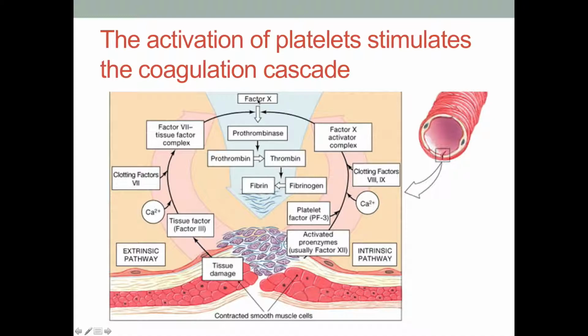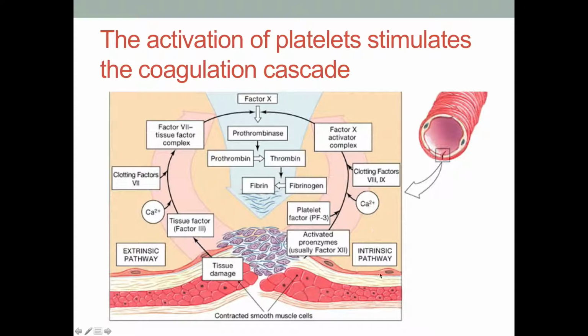Once you get to factor 10, this is called the final common pathway because both the extrinsic and intrinsic pathways lead to the creation of factor 10. Once you get to factor 10, there's an enzyme called prothrombinase, which cleaves prothrombin into thrombin, and thrombin cleaves fibrinogen into fibrin. And fibrin is the whole point of the coagulation cascade. It's these thin filaments that are essentially scar tissue that are going to orient themselves to seal up and catch any elements of the bloodstream and pack them into this area of damage.